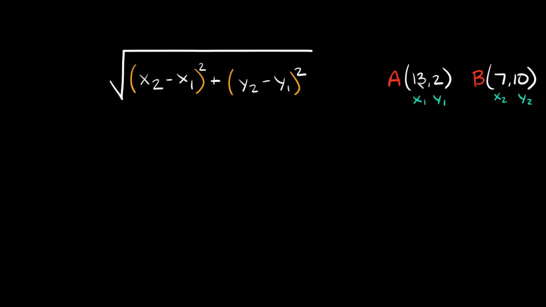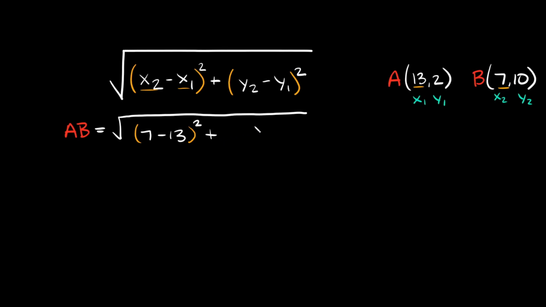So now that each of your coordinates is labeled, we can plug and chug into this gigantic formula right here. So the distance between A and B is going to be equal to the square root of all of this, all right? So first of all, in this first set of parentheses, we have x of 2 minus x of 1, right? So we're gonna do 7 minus 13, and then this is squared.